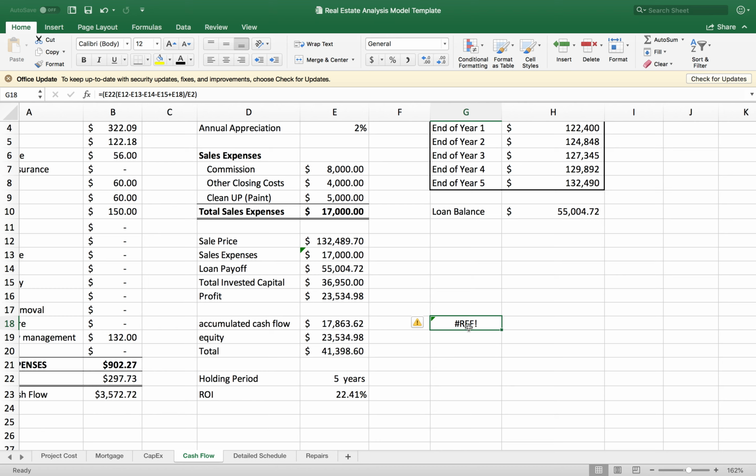And for some reason, it's not giving me the answer. Let's see what I did wrong. E22, holding period. Oh, that's why. Okay, so this number will go at the end of the formula by dividing it by 5. And there you have it. That gets us 22.4% ROI, same as this number.